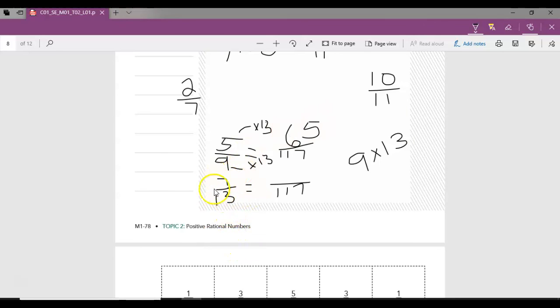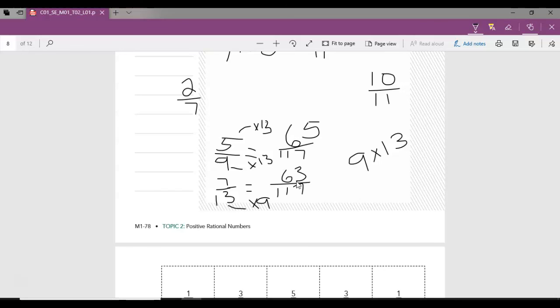So now I'm going to do this to the 7/13. Need to figure out what I can multiply by 13 to get to 117. And I know from over here it's 9. And 7 times 9 is 63. That made my life a little bit easier. All right, so looking at what I have here using common denominators and equivalent fractions, 5/9 is just slightly, ever so slightly bigger than 7/13.